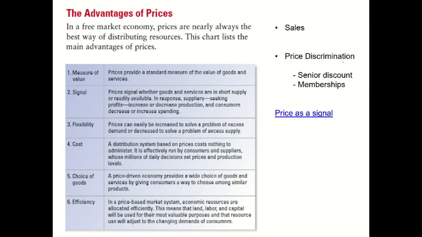Price discrimination. So we think of discrimination as something bad. But there are things like senior discounts or memberships. So Costco, you can't shop there without a membership. And senior discounts, if you're 65 or older, you get a drop. Or sometimes there are military discounts or student discounts, things like that.